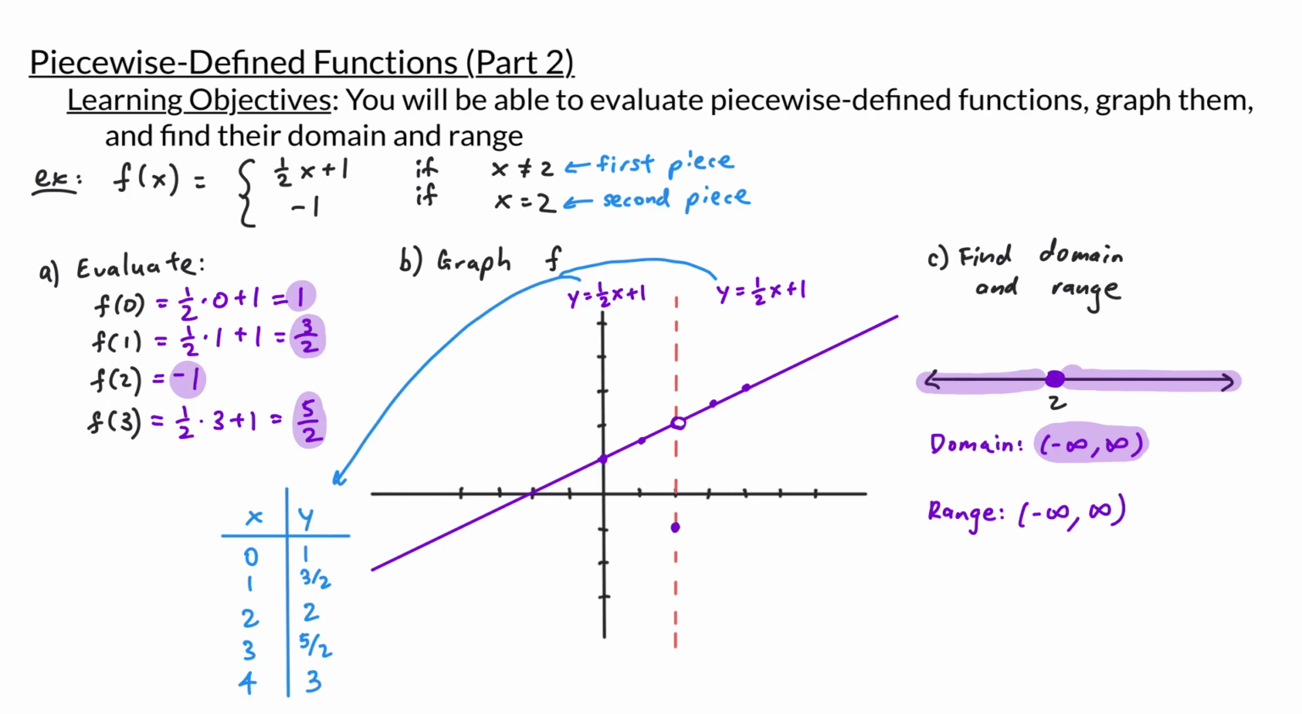However, we don't have a point with every single y value between -infinity to infinity. As we're going along this line, we see that there is a hole here, meaning we're missing a point with y value 2. So my range is actually going to be -infinity to infinity, except y equals 2. Let's now take a look at another example.